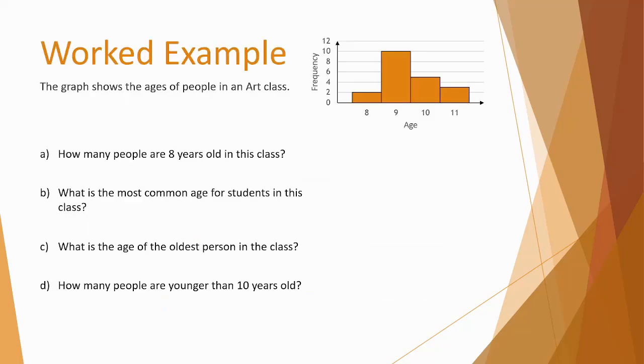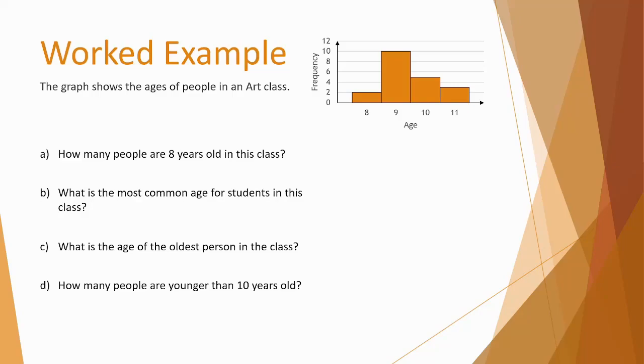Here's a worked example. This is the type of question you might get in your book to read a histogram. And we've got the graph on the right hand side, and this graph shows people in art class and their ages. And you can see the ages across the bottom, 8, 9, 10 and 11, and you can see the frequency of the ages. The first question here is how many people are 8 years old in this class?